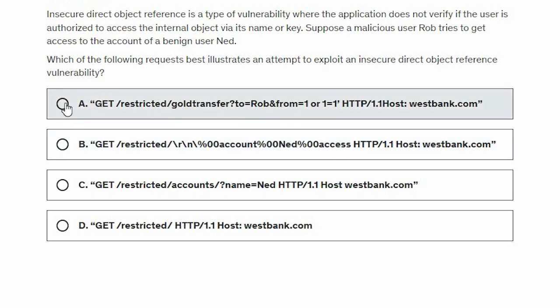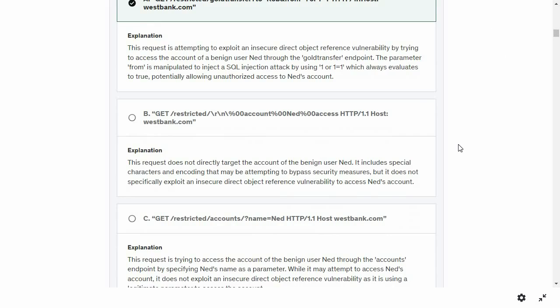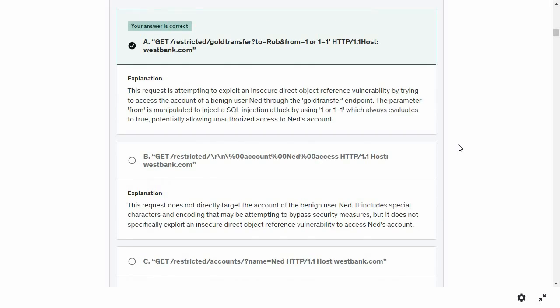The answer is A. Get restricted gold transfer to Robin format 1 http host westbank.com. This is the correct answer. Answer explanation. Answer number 1.